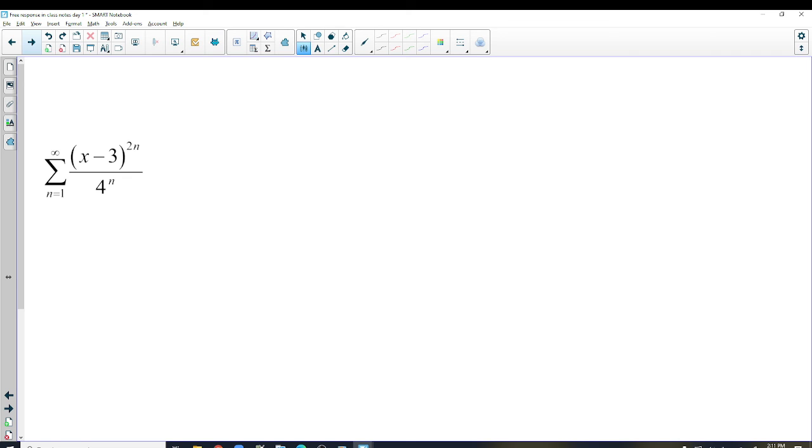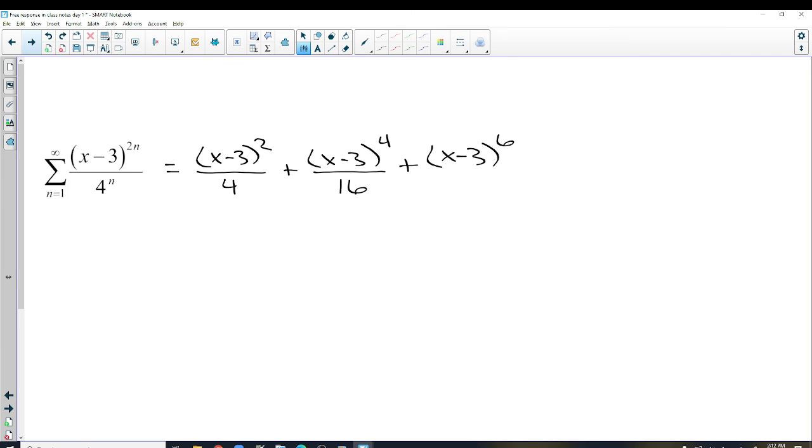Now this one, if you're not exactly sure what the r is, you can always write out a few terms. It'd be x minus 3 squared over 4, and then plus x minus 3 to the fourth. When I plug 2 in, that'd be 4 over 16. And maybe if you're still not seeing it, if you plug 3 in, that's 6 over 64. So look how the powers are increasing by 2 every time because we have the 2n in there. So the r is x minus 3 squared over 4, right? 4 times 4 times 4, just multiplying by 4 every time.